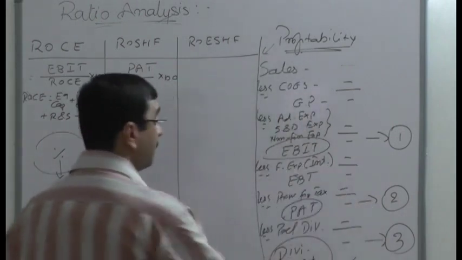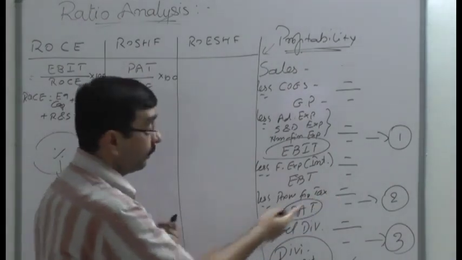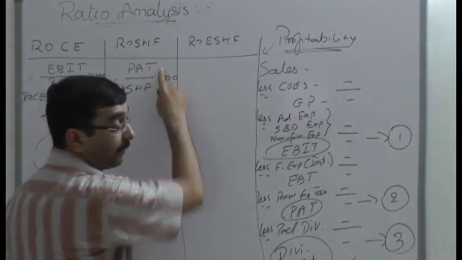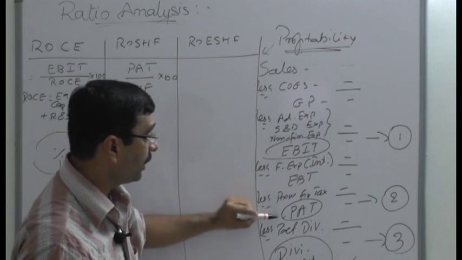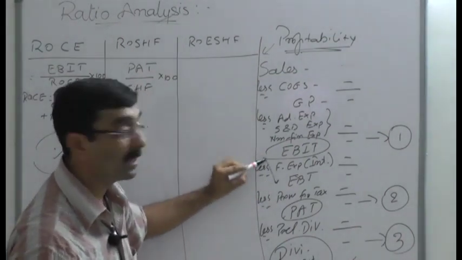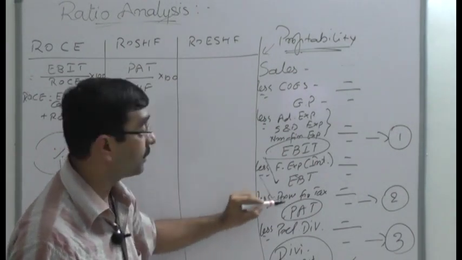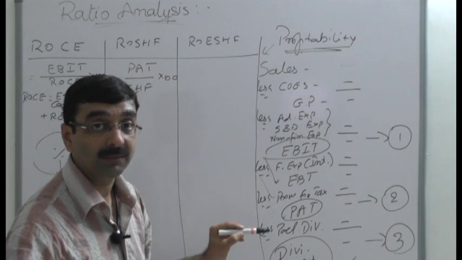Profit after tax can be found this way. How can you determine your profit after tax? If you compare these two, two things are deducted from the EBIT. One is your financial expenses, that is interest, and the other is provision for taxation. The taxation provision is also deducted when you find the profit after tax.